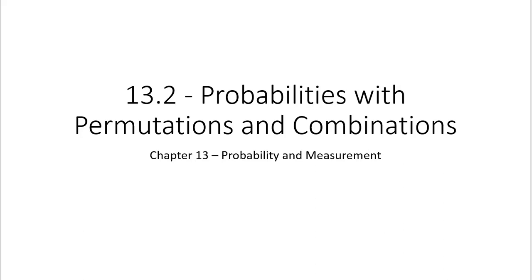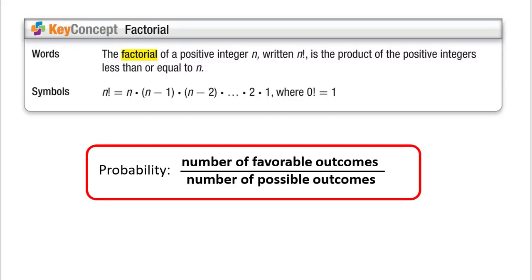Okay, today we're going to be talking about probabilities, and these probabilities are going to happen with permutations and some combinations. So first we need to talk a little bit about a few mathematical terms.